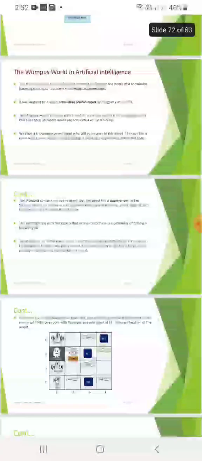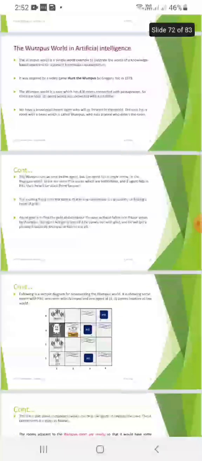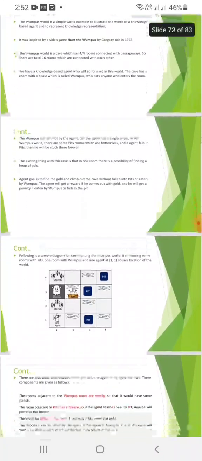Here in the downstairs we can see the diagram. There are a total of 16 rooms, which are interconnected with each other, and we have one agent, which we can name a knowledge based agent, who will go forward in this world. The cave has a room with a beast called the wumpus. The wumpus is nothing but a beast who eats anyone who enters the room.